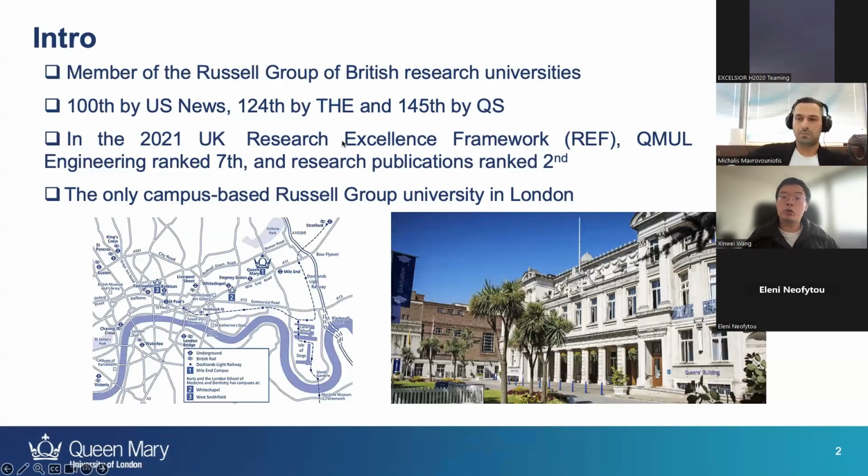A quick introduction to Queen Mary University of London, where I'm now working. Queen Mary is a distinguished member of the Russell Group of British research universities. This can also be reflected from its decent global university rankings. In the UK Research Excellence Framework, Queen Mary's engineering secured an impressive 7th position, and its research publications got a remarkable 2nd place. In addition, Queen Mary is the only campus-based Russell Group university in London. As you can see from the left figure, it takes no less than 20 minutes from Queen Mary's main campus to the city center of London.